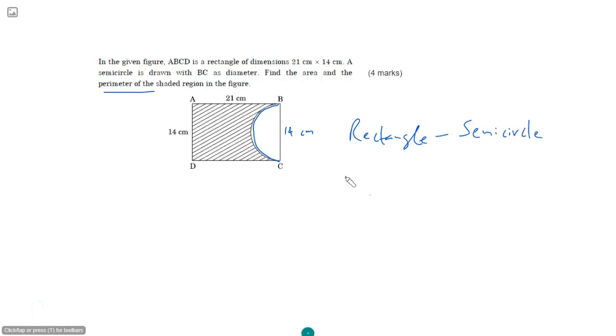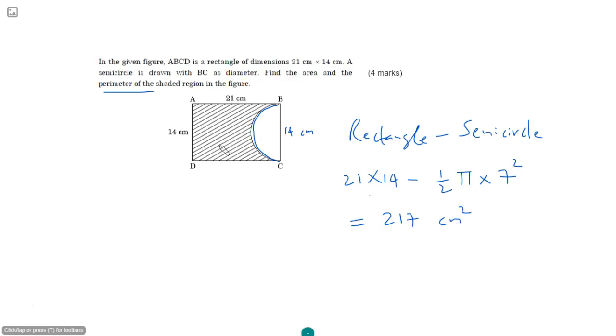Area of the rectangle is 21 times 14. Area of the semicircle is half into pi r squared, and r in this case is 7 because the diameter is 14. And if you do this calculation, you will get 217 centimeter square. So that's the area. To find the perimeter of the shaded region, you need to find the sum of all the sides.